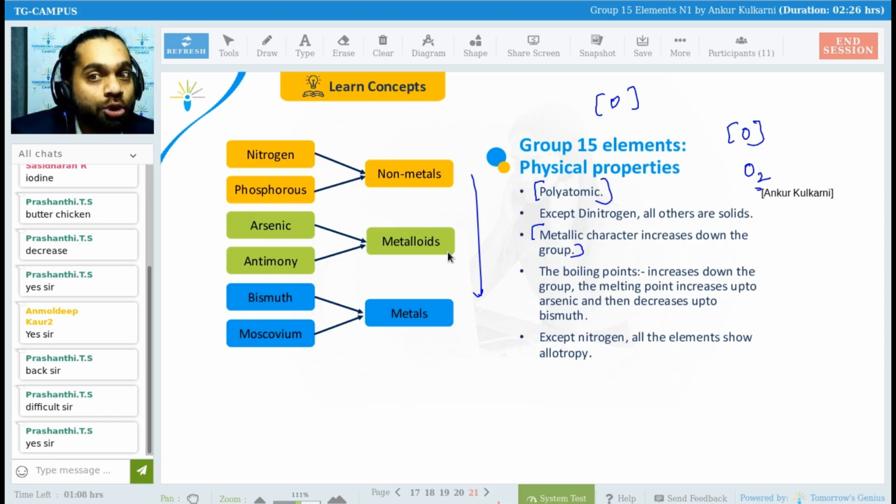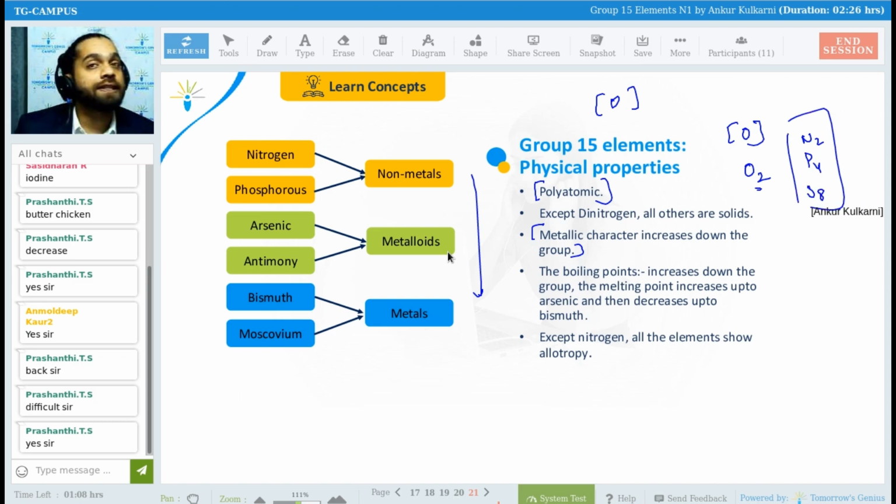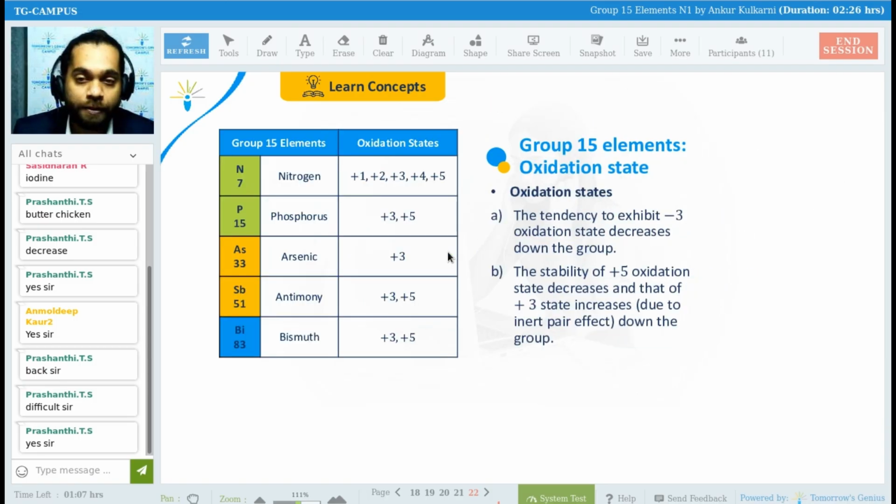Similarly, nitrogen is always N2. Phosphorus is P4. Sulfur is S8. So they are always in the polyatomic form. You will never find them in nature in monoatomic form. Helium and neon are generally in the monoatomic form. Your metals, gold and silver, can be in the monoatomic form. But your group 15 elements are polyatomic. Is it clear, everyone? I hope everyone is clear with the word polyatomic.